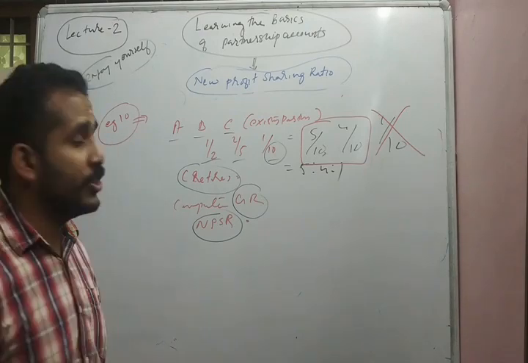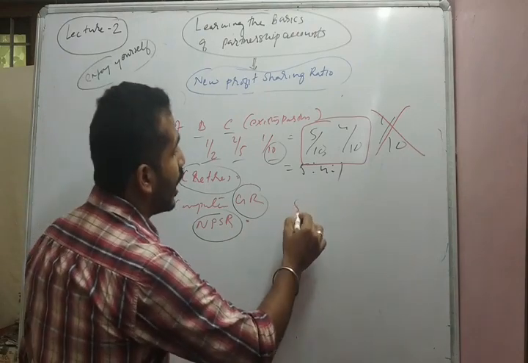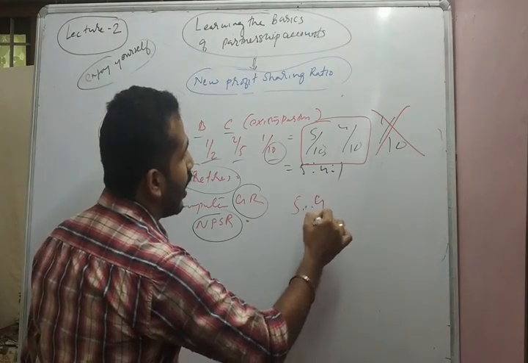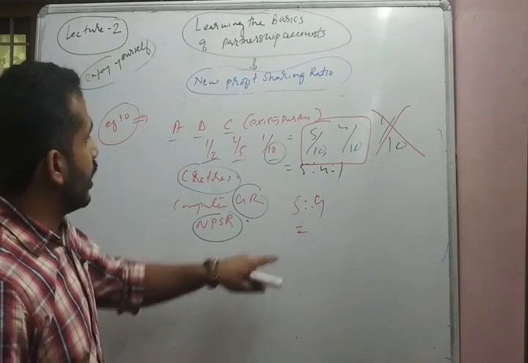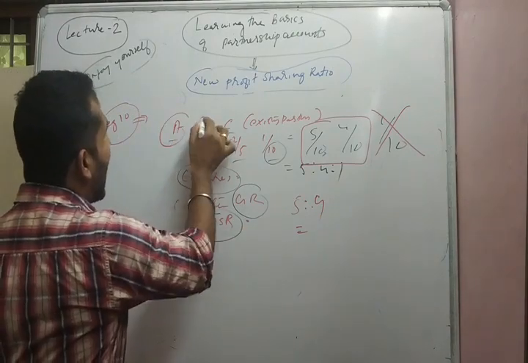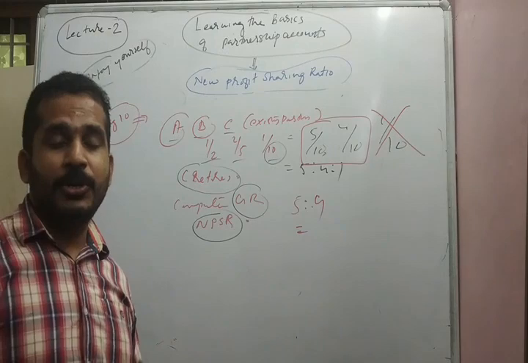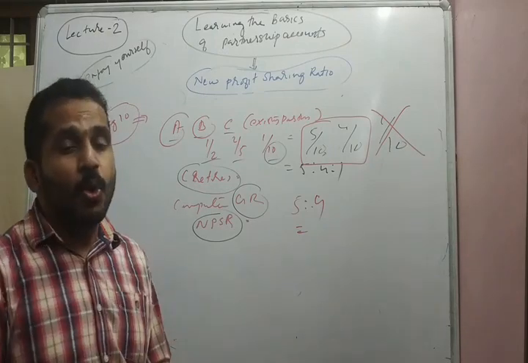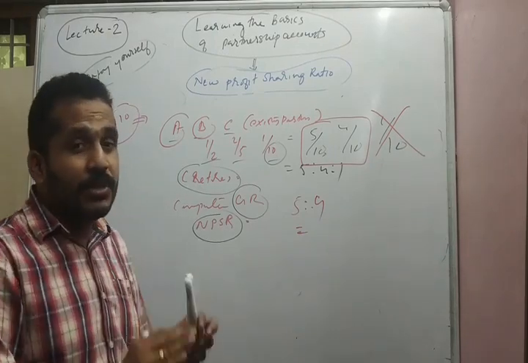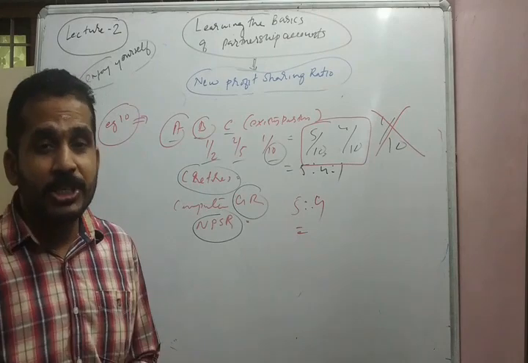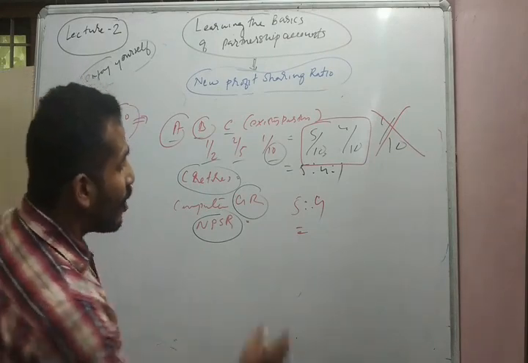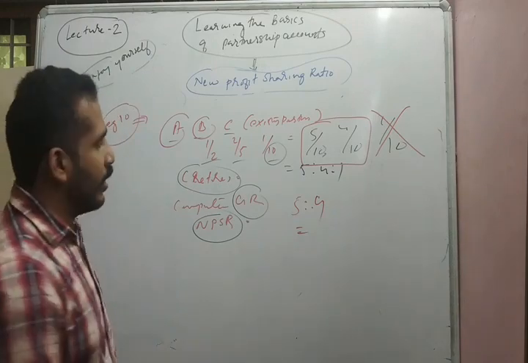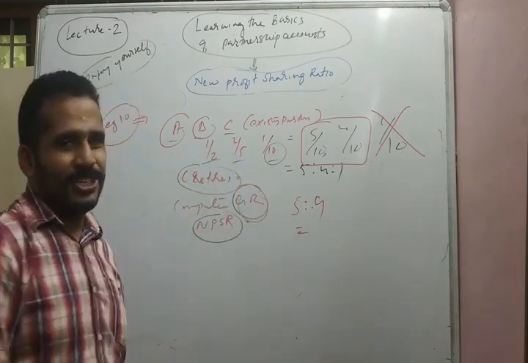So what is the new profit sharing ratio here? 5 is to 4. This is the new profit sharing ratio of A and B after the retirement of C. That is why I told you this illustration gives a different picture in the computation of the new profit sharing ratio in the case of retirement. From this, we can easily calculate the gaining ratio.